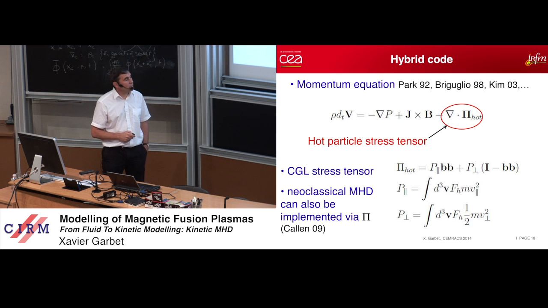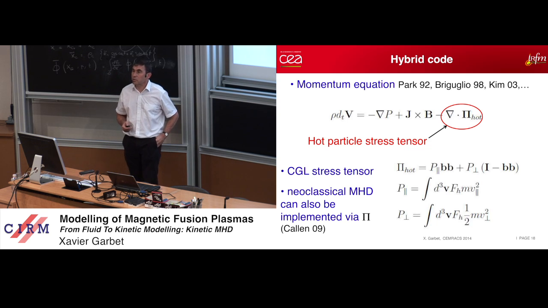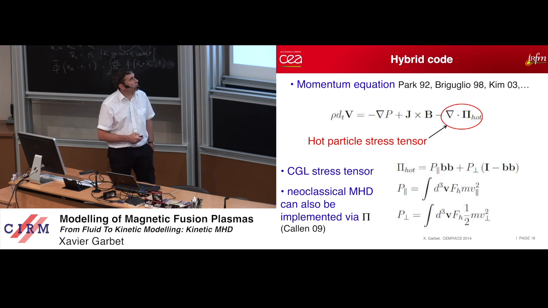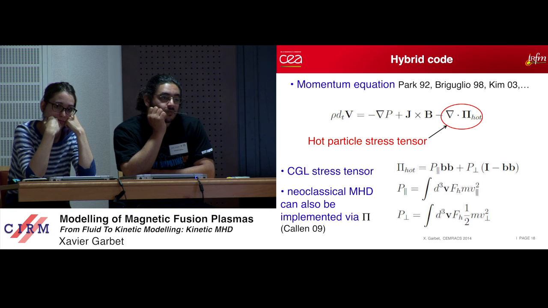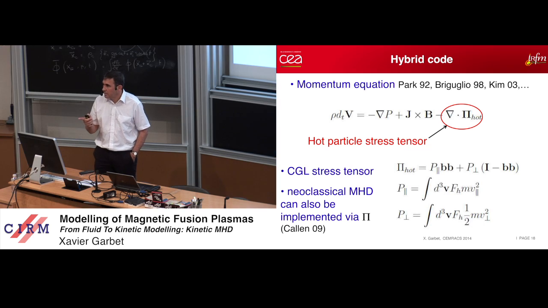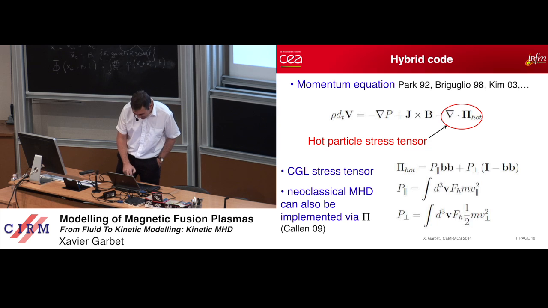So if you have computed on the one hand the distribution function for fast particles, right? You can obviously compute these two quantities, okay? Compute the divergence of your stress tensor and put that in your fluid code. Now, I should say you can also, in that way, with this stress tensor, implement other effects, in particular the so-called neoclassical effects, which are actually a way to compute the collisional transport in tokamaks, accounting for curvature and trajectory effects. And I think we'll talk about that more or less tomorrow.